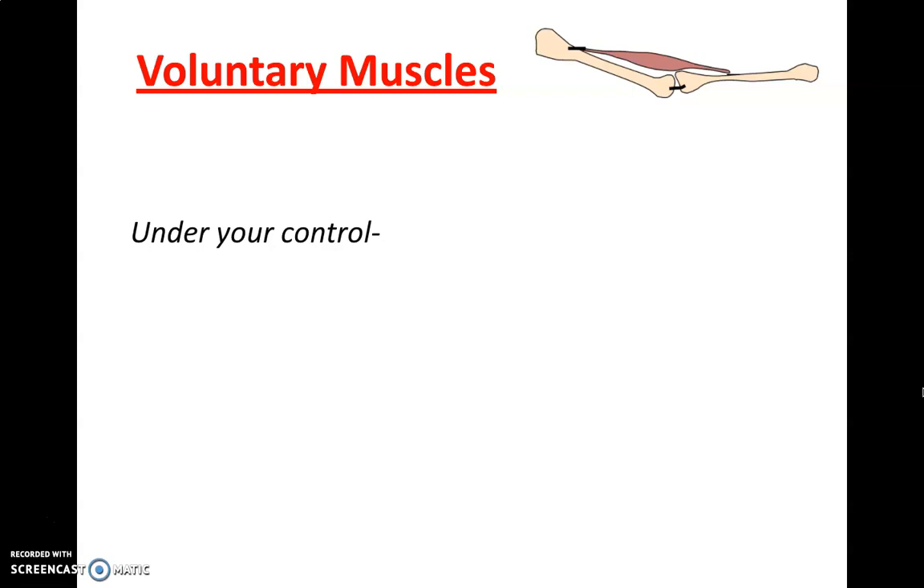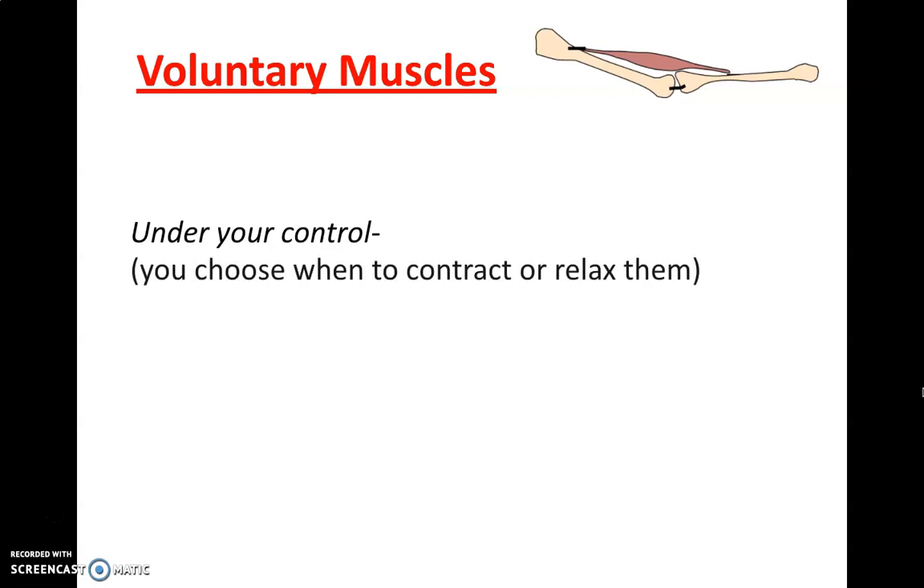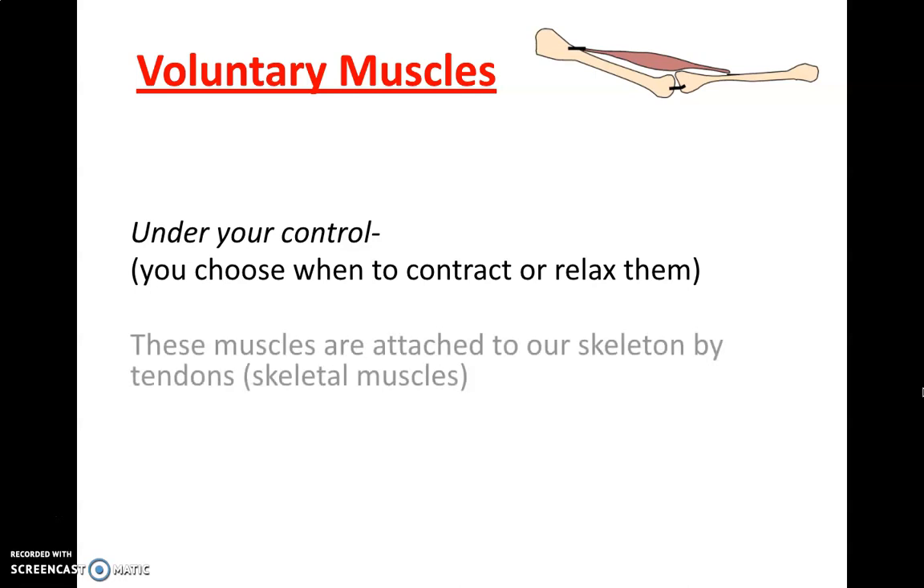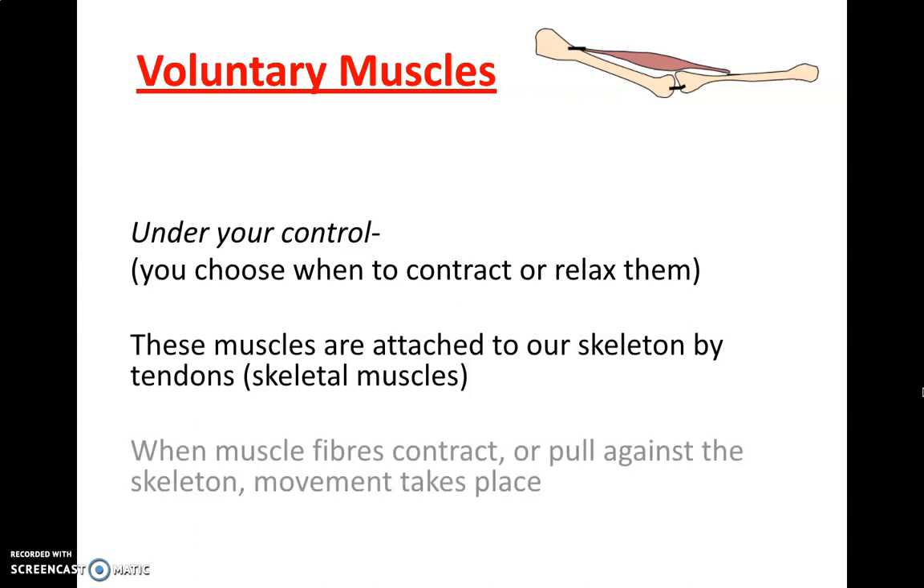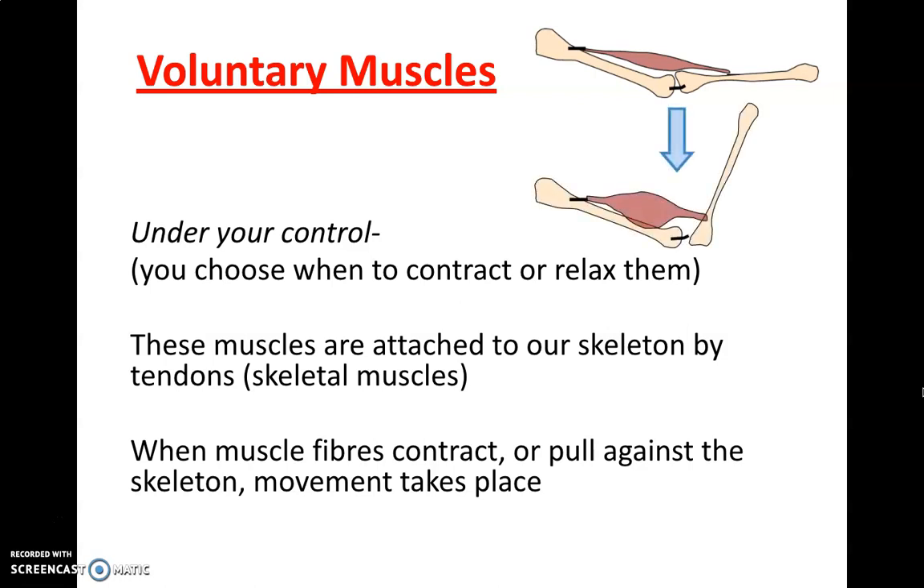So voluntary muscles, these are the ones under your control. So you can choose when to contract or relax them. So you can think, right, I want to pick up this weight and do a bicep curl. You are using your brain. That's voluntary control. You're choosing when to contract and relax those muscles to produce a movement. And they're attached to our skeleton by tendons, like we discussed earlier. And we know that when the muscle fibers contract or pull against the skeleton, that's when the movement takes place, because the muscles are pulling the skeleton into different positions and moving the bones.